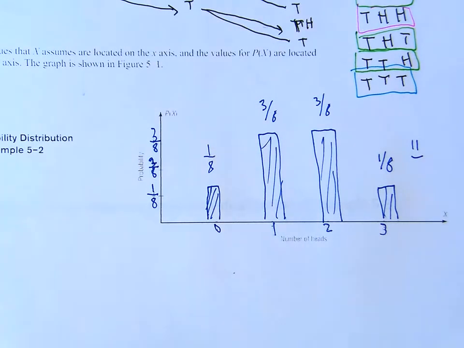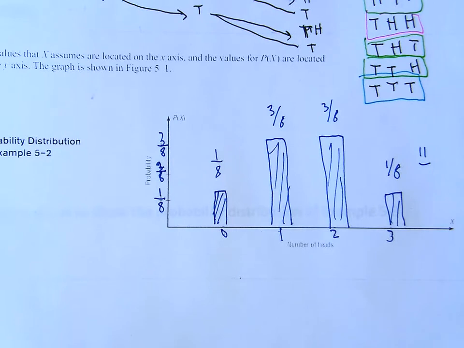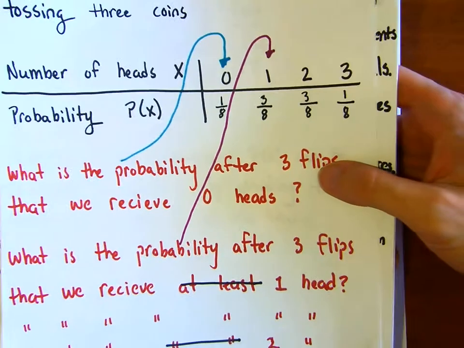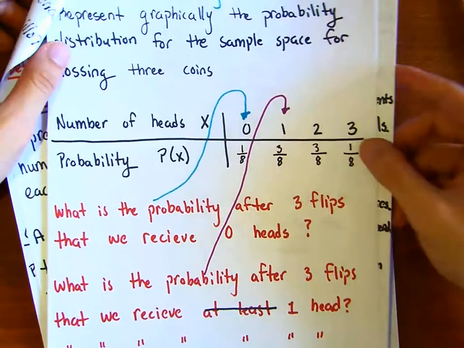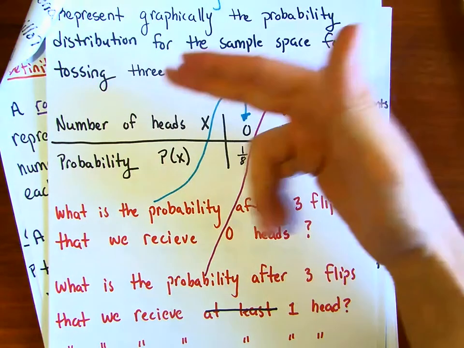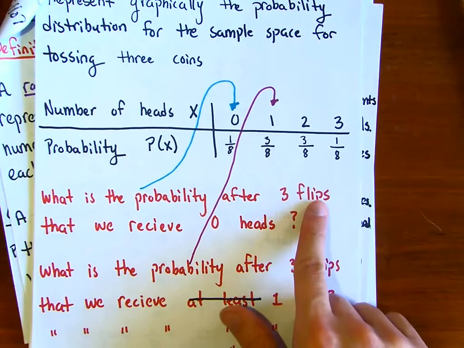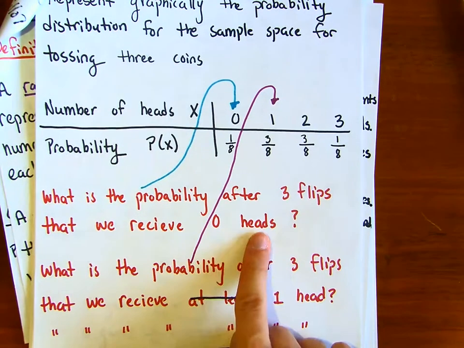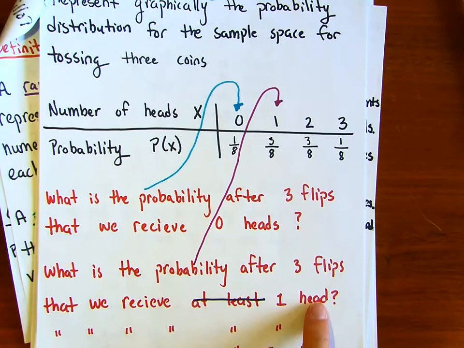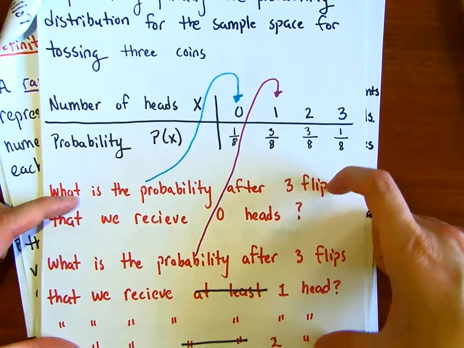Let's go through the next example. Actually, here, I remember I wrote this in my notes a while back. Maybe it'll help. Let me zoom out. So here, this represents graphically the probability distribution for the sample space for tossing 3 coins. We already talked about this. What is the probability after 3 flips that we receive 0 heads? It's 1 out of 8. What is the probability after 3 flips that we receive at least 1 head? This is 3 out of 8, and so on. I thought maybe this little dialogue would help you out.